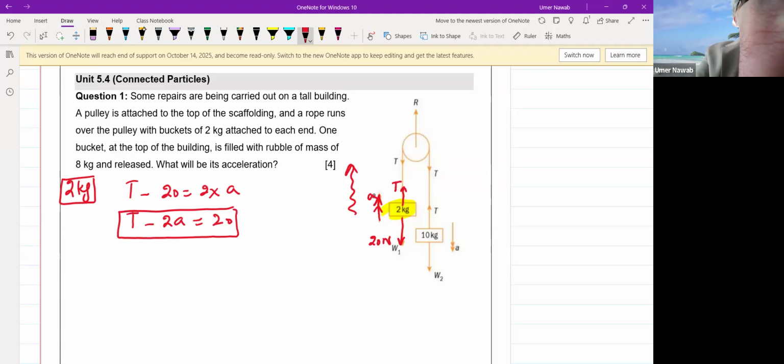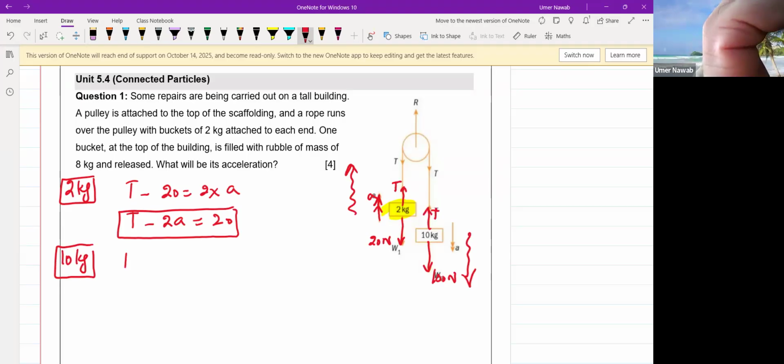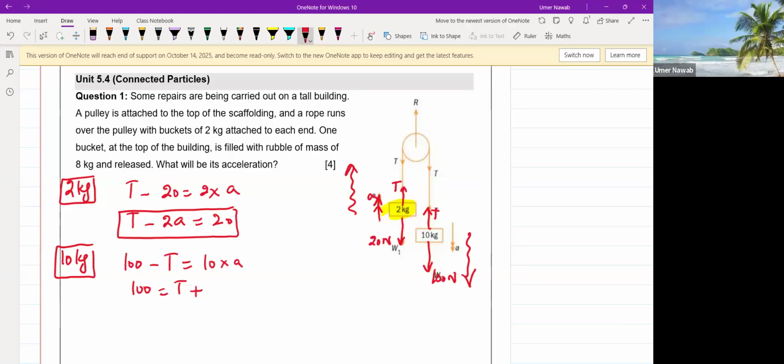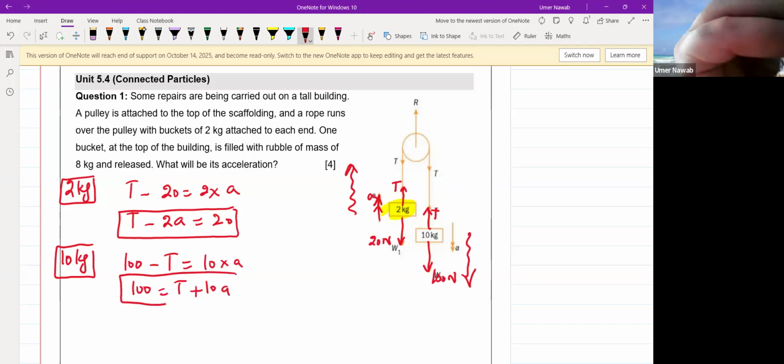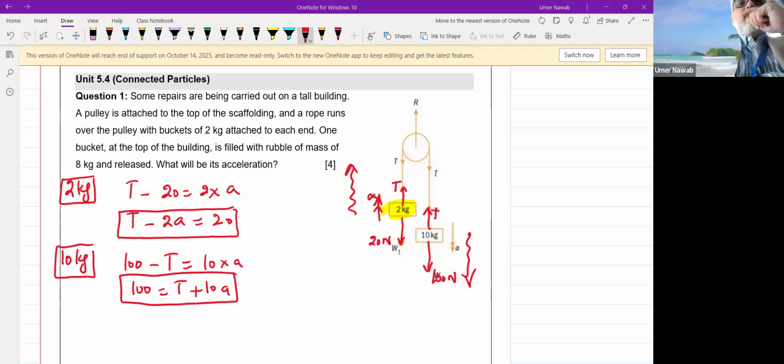Now come to the second particle, which is 10 kg. Now it is going down, so weight is more. It is 100 newtons, so 100 minus tension is equal to 10 times A. So send the T to the other side, so T plus 10A. Now take out your calculators and use mode 5, I think 1, for simultaneous equations.